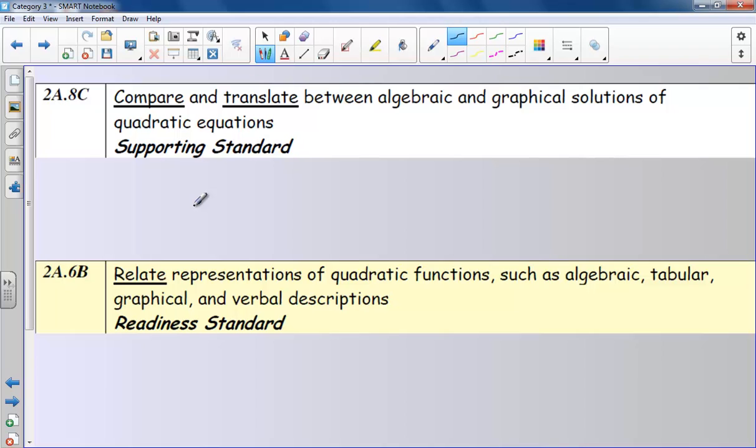Okay, there's one more supporting standard, and then we're going to go into the readiness standards. Compare and translate between algebraic and graphical solutions of quadratic equations. We've also practiced this a lot in class, so I didn't provide any examples. Basically what they're saying here is know that roots are the same, or mean the same thing as, x-intercepts.